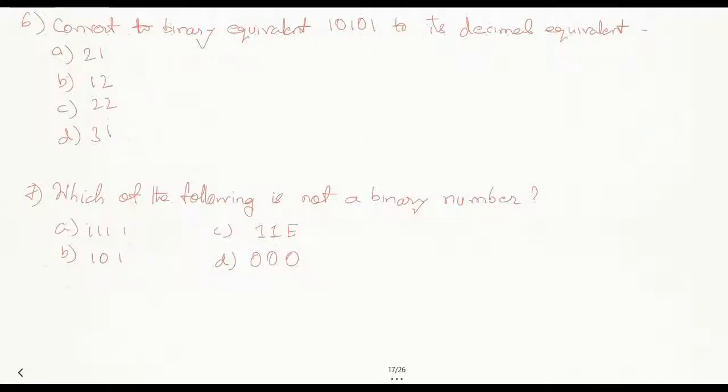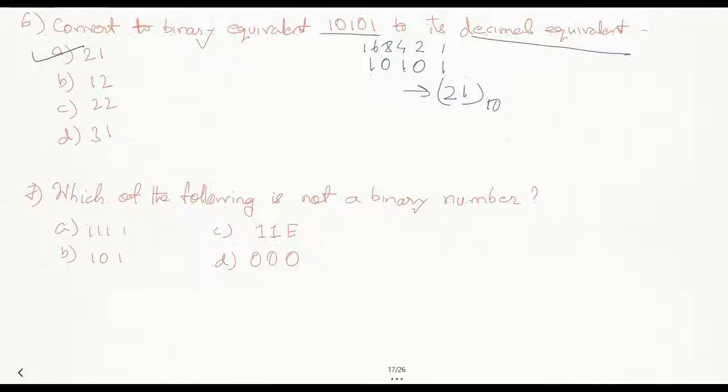So the next question is to convert the binary number to its decimal equivalent. We have to convert 10101 to its decimal equivalent. Again, we can work with positional values: 1, 2, 4, 8 and 16. So 16 plus 4 gives us 20, plus 1 is 21. So it will be 21 in decimal. So option A is the correct answer.